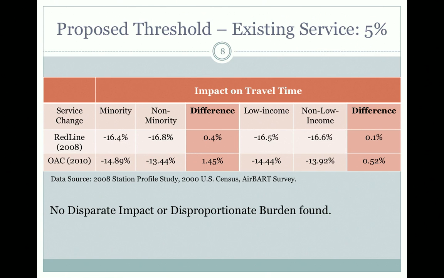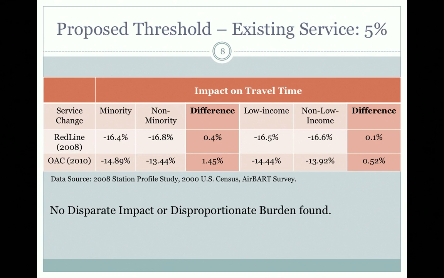The major service change would extend service on the Red Line to Millbrae BART. This means the new Red Line route would be from Richmond to Millbrae Station. The travel time analysis showed a reduction in travel time of 16.4% for minority populations and 16.8% for non-minority populations, which is a difference of 0.04%, which is within our 5% threshold. In this case, there is no disparate impact or disproportionate burden found.